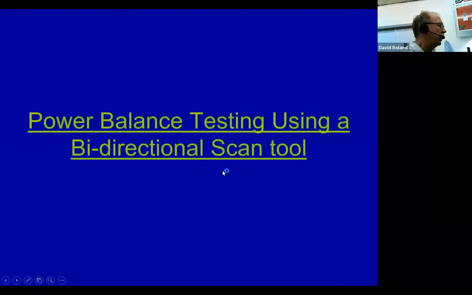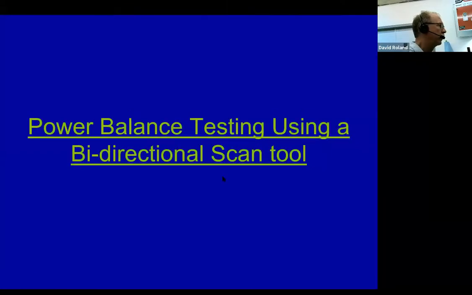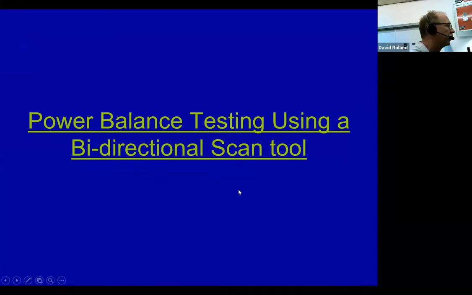Let's see if I can make that work. Can you see? We're not going to play this one. This one's going to be way too long.